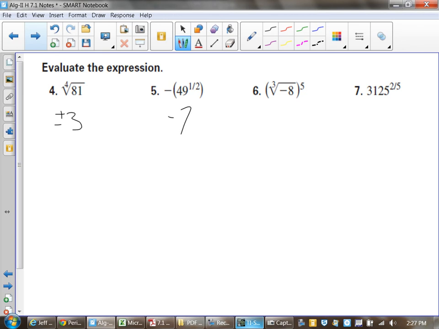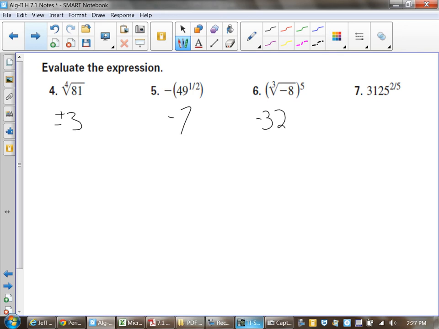All right, now, oh, we did this one already. What's the cube root of negative 8? Negative 2. What's negative 2 to the 5th power? Negative 32. Now, you did that one. You guys will get these negatives right eventually.